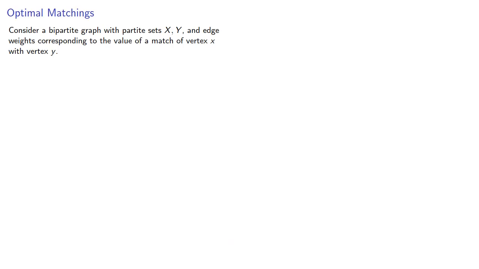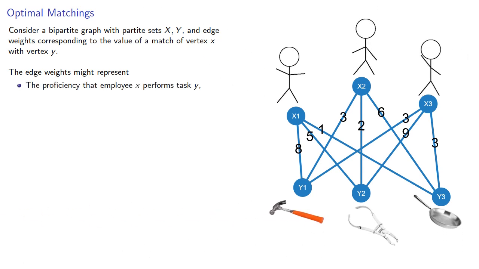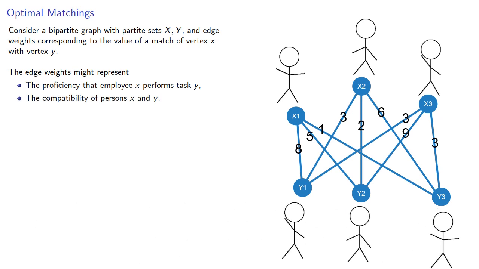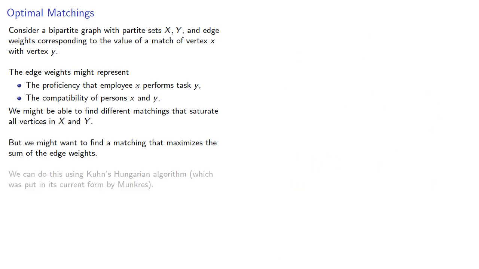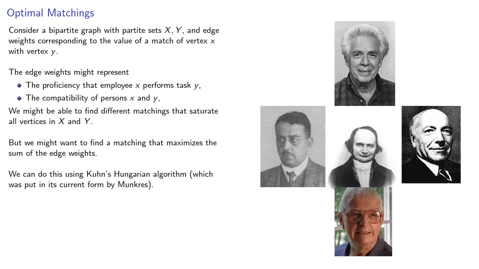Consider a bipartite graph with partite sets X and Y and edge weights corresponding to the value of a match of vertex X with vertex Y. These edge weights might represent things like the proficiency that employee X performs task Y, or the compatibility of persons X and Y. And we might be able to find different matchings that saturate all vertices in X and Y, but we might want to find a matching that maximizes the sum of the edge weights. We can do this using Kuhn's Hungarian algorithm, which was put in its current form by Munkres.